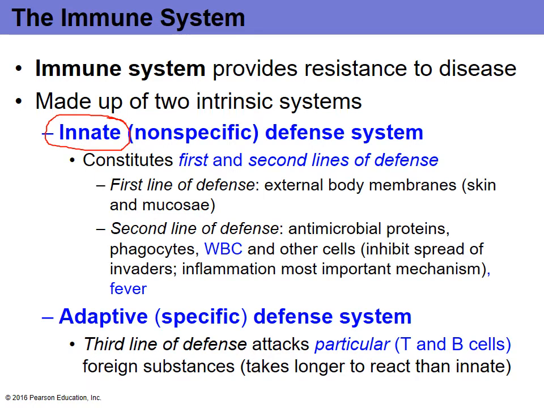And then you have a defense system that's going to be very specific. It's going to be tailored based on what you are exposed to. That defense system is called the adaptive or specific defense system. And this one works by developing very specific T and B cells. These T and B cells will be able to identify very particular antigens, foreign receptors, and they will also be able to generate a memory of their attack. So it will allow us to build up immunity for certain reactants. So innate is basically what everybody has, and then the adaptive will vary from individual to individual depending on what you expose yourself to and depending on what particular T and B cells are being generated.